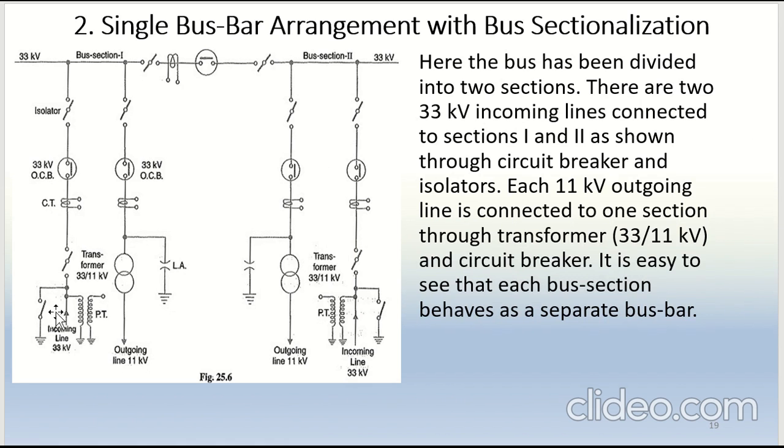Again, this is also a connection diagram for single bus bar arrangement with bus sectionalization. Here the bus has been divided in two sections. There are two 33 kV incoming lines connected to section 1 and section 2 as shown in the figure. Each 11 kV outgoing line is connected to one section through the transformer, right? This is the transformer here, 33 kV by 11 kV, and a circuit breaker.